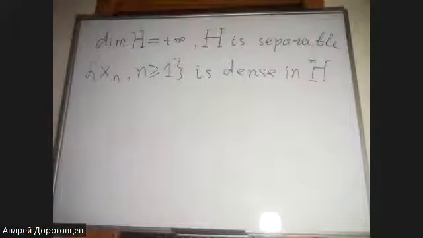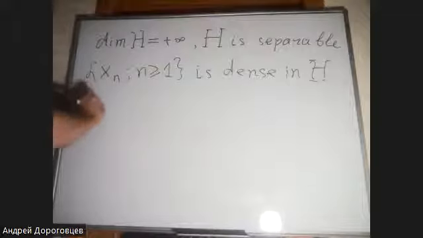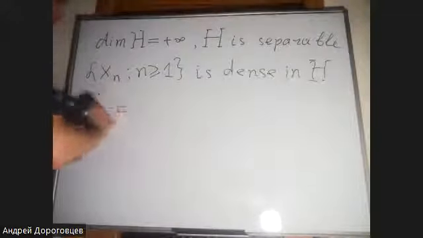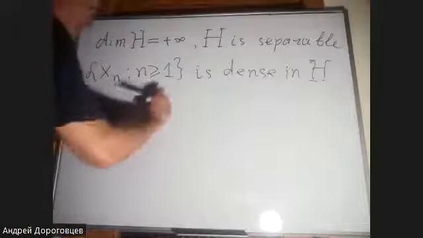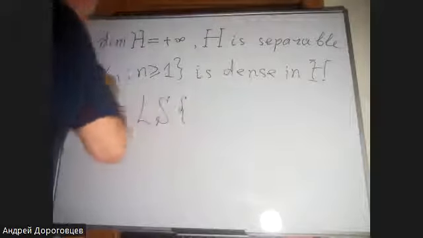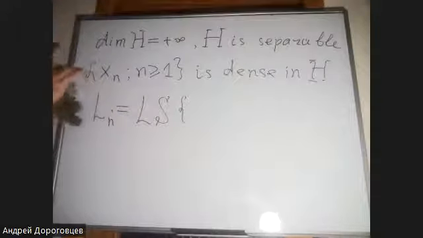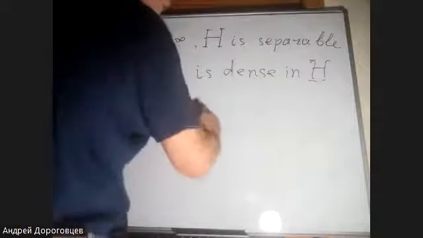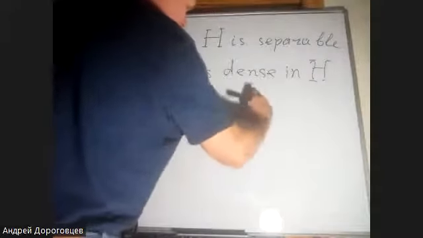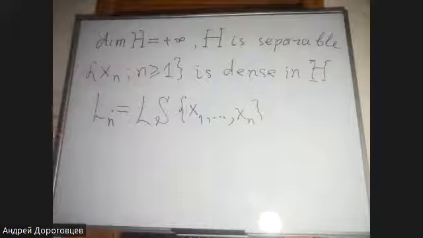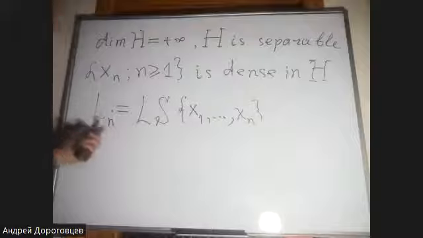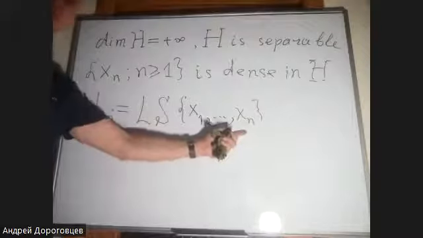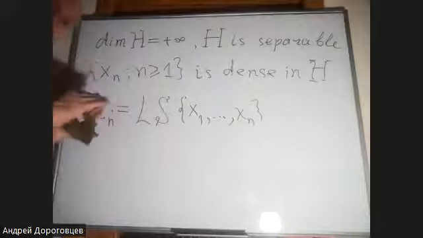Then one can consider the following sequence of finite dimensional subspaces of H. We define L_n as the linear span of the first n elements from this dense set, x_1, ..., x_n. It is obviously a finite dimensional space. We cannot guarantee that its dimension is equal to n, but this dimension is less than or equal to n.